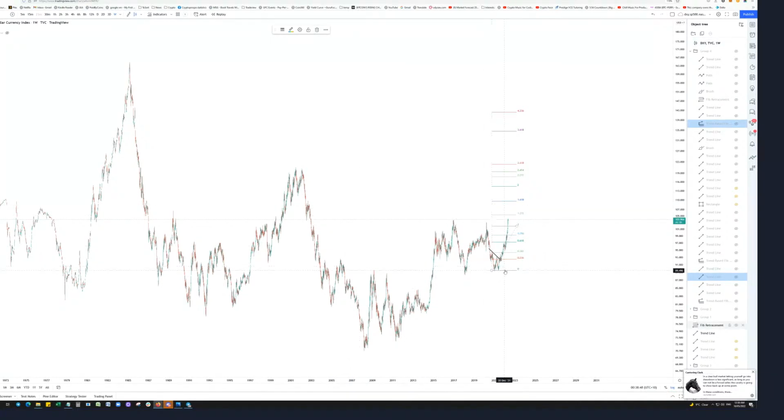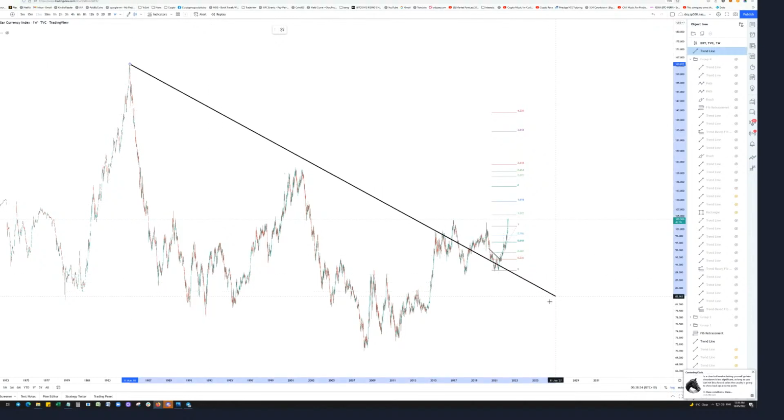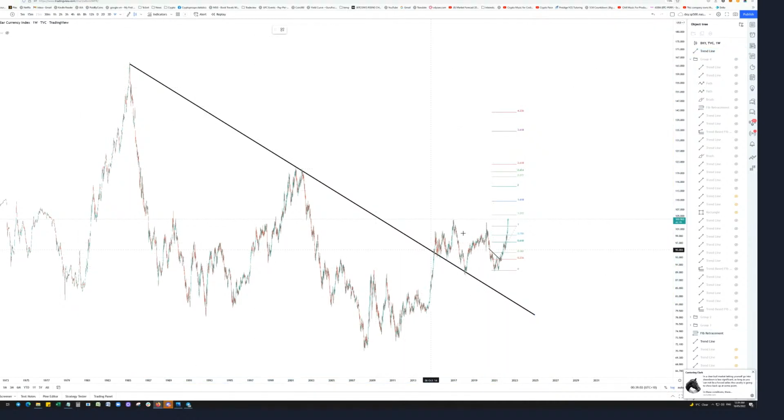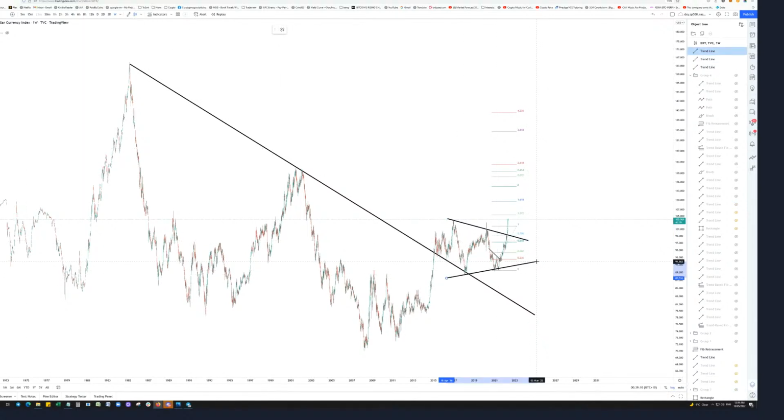So if the US dollar, we have this macro line, and it's pretty obvious that it uses it as support. Going sideways, what we had was potentially a bull flag, a continuation pattern to the upside, and the stock markets are dropping, therefore the US dollar is going up, and that's basically demand.